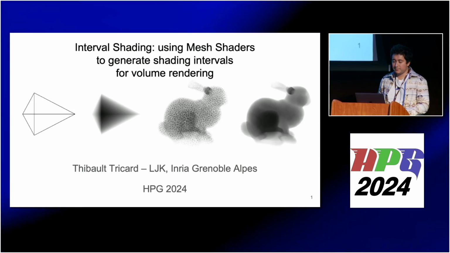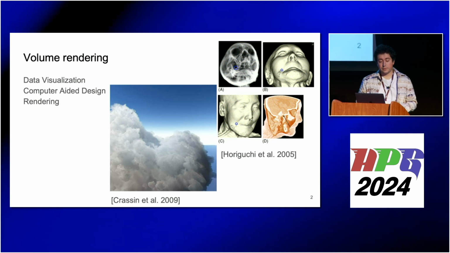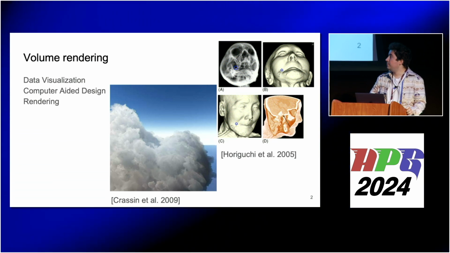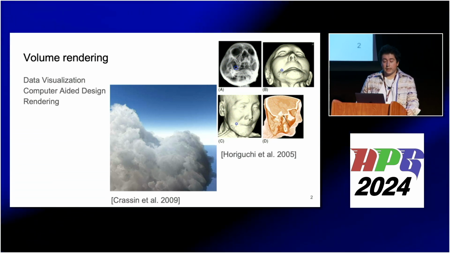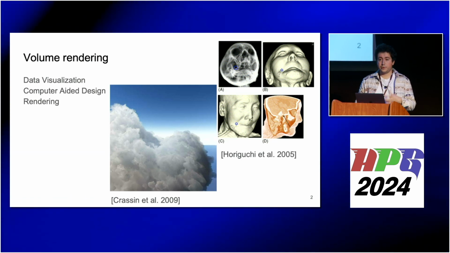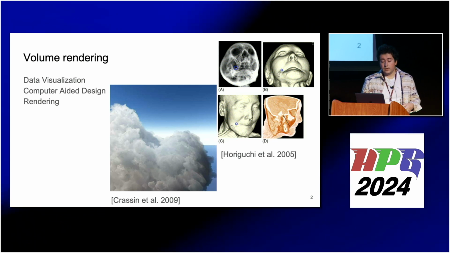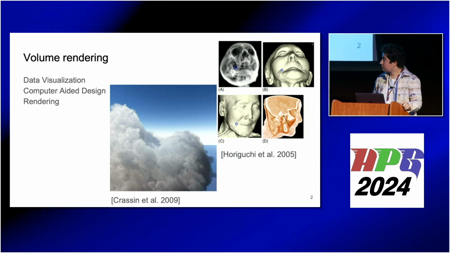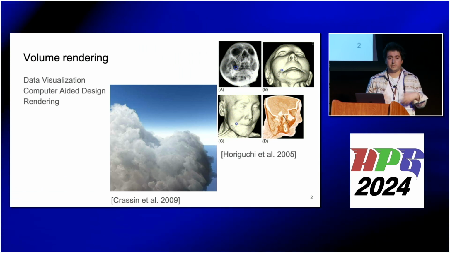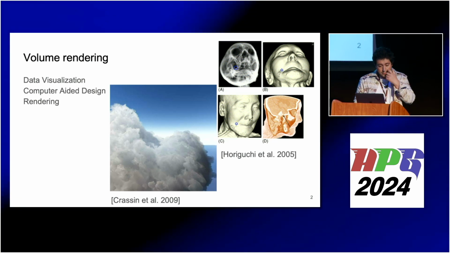I'm going to talk a bit about volume rendering and hardware acceleration. First, volume rendering is something that is very popular in computer graphics. It can be used for data visualization or representing computer-aided design scenes, but also for typical rendering of cloud, smoke, and other types of effects. There are many ways to do so.